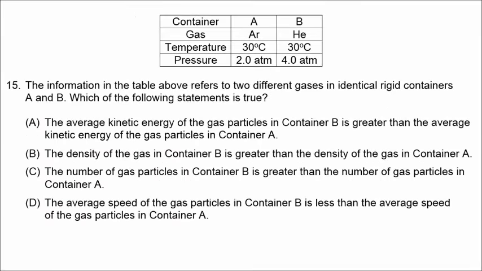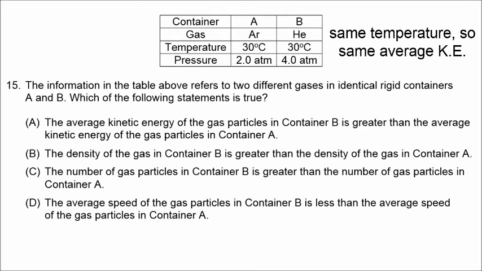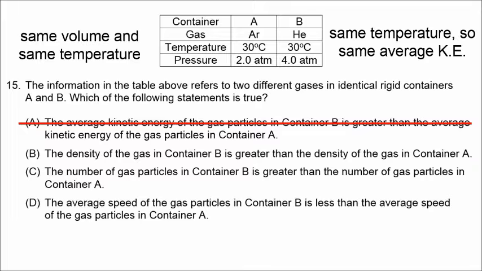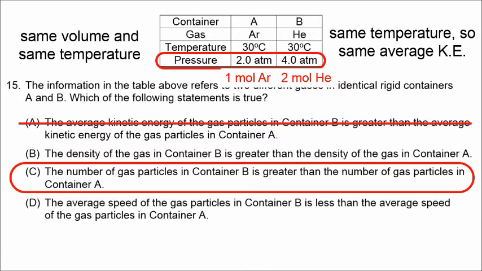All right, number 15, we're comparing argon and helium. Both gases are at the same temperature, so they have the same average kinetic energy. So if they have the same average kinetic energy, that means that the answer cannot be A. When we compare their volume and temperature, they are the same, identical containers, so same volume and temperature. So what's different? Well, pressure is different, so that means that the moles must be different. If there is twice as much pressure in the helium container, then there should be twice as many moles of helium.